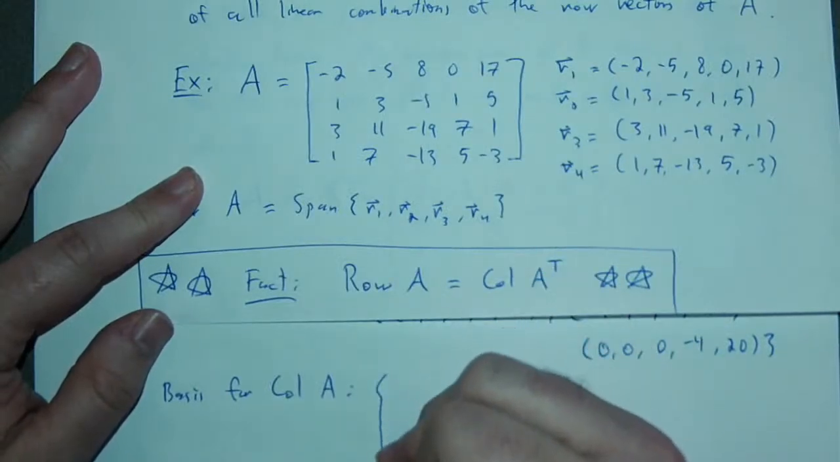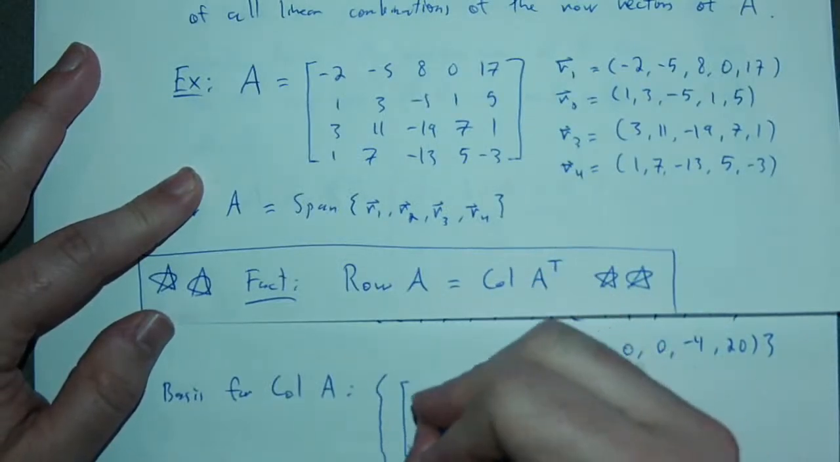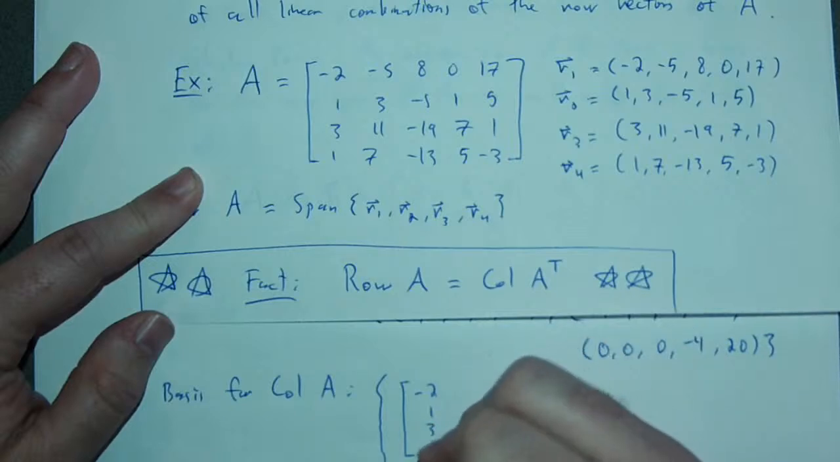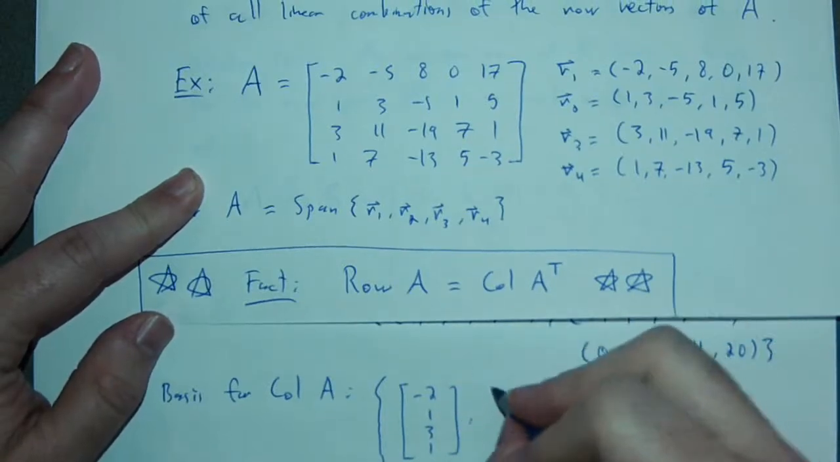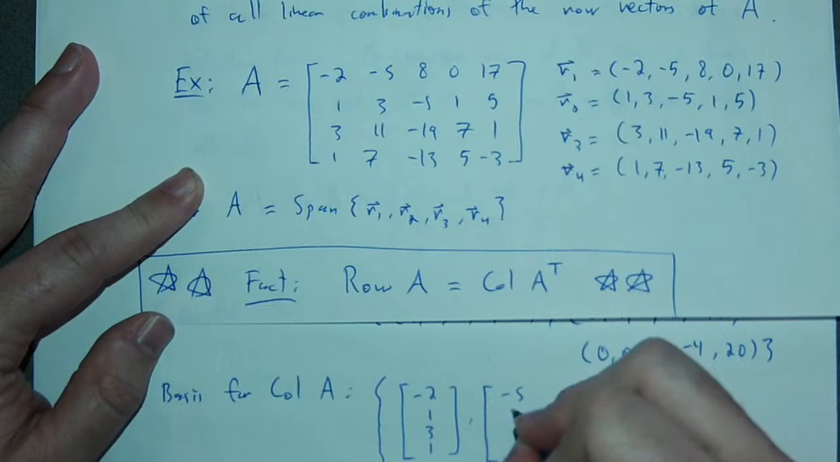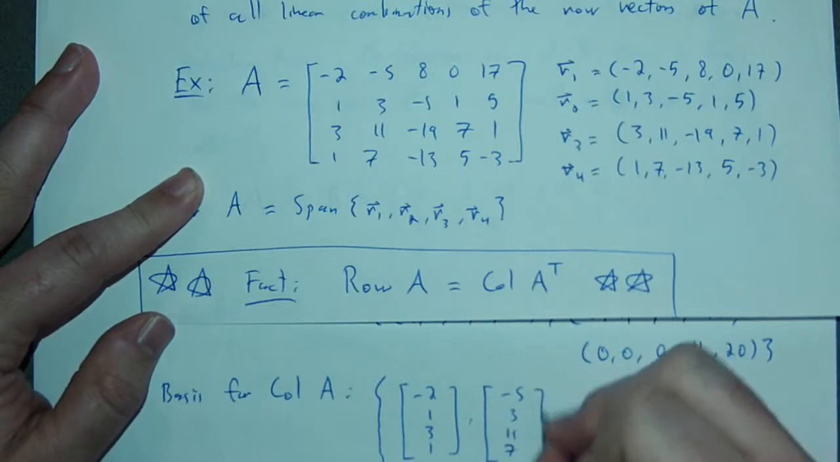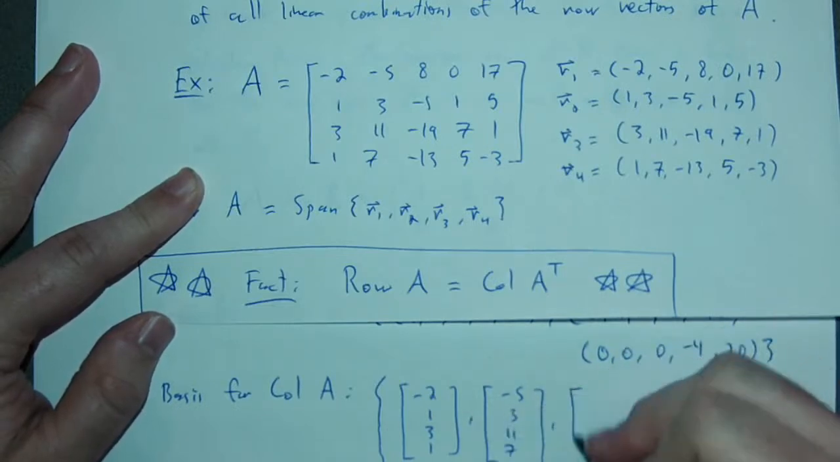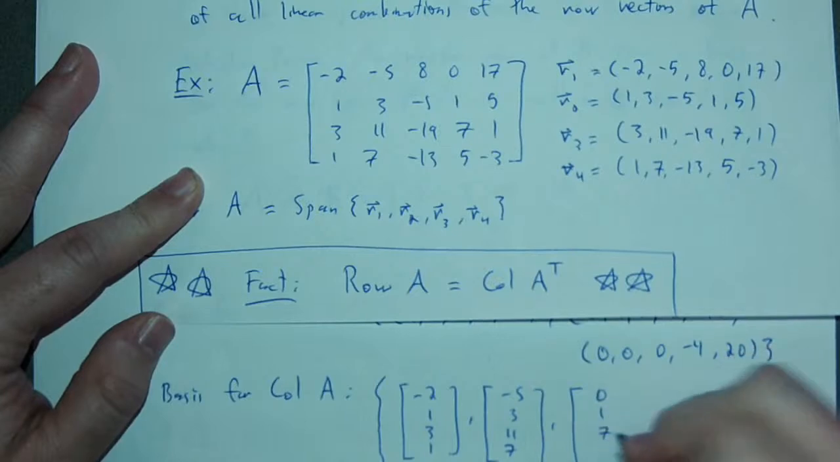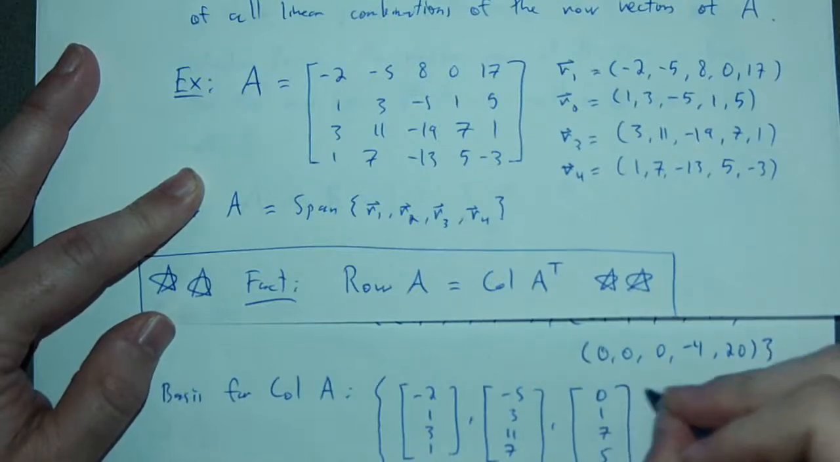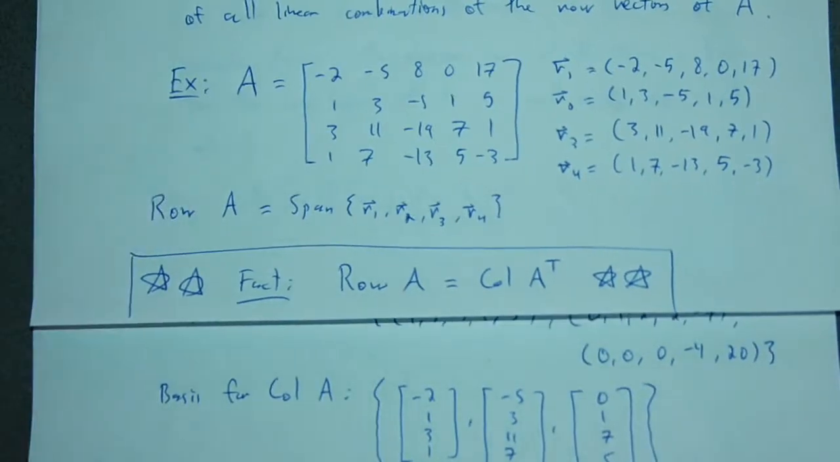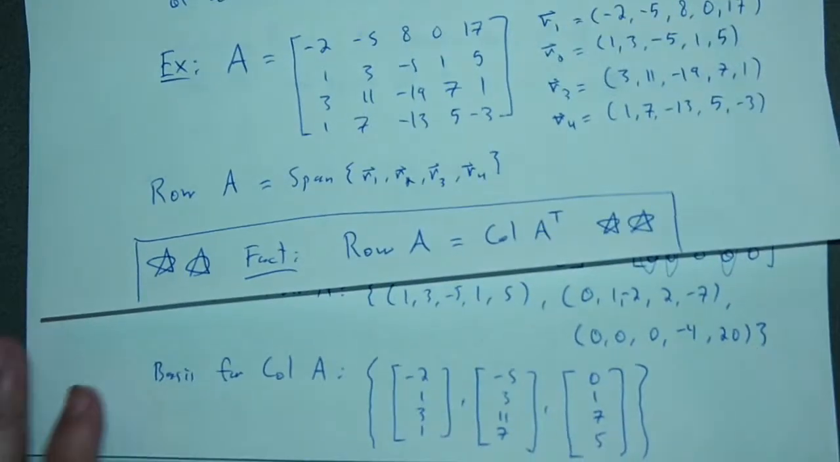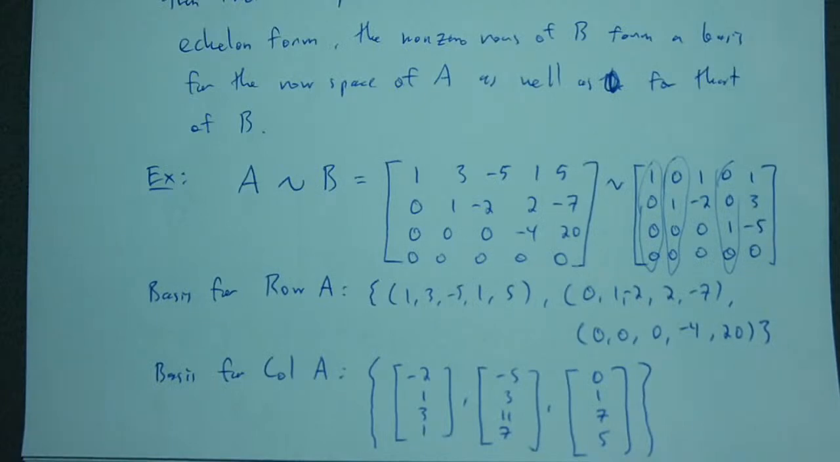So that basis is first column, so -2, 1, 3, 1. Second column, so -5, 3, 11, 7. And last column, 0, 1, 7, 5. Hey, this is some additional practice for your exam, right? Because you're asked to do this on at least one problem on your exam. There's the basis for the column space of A.